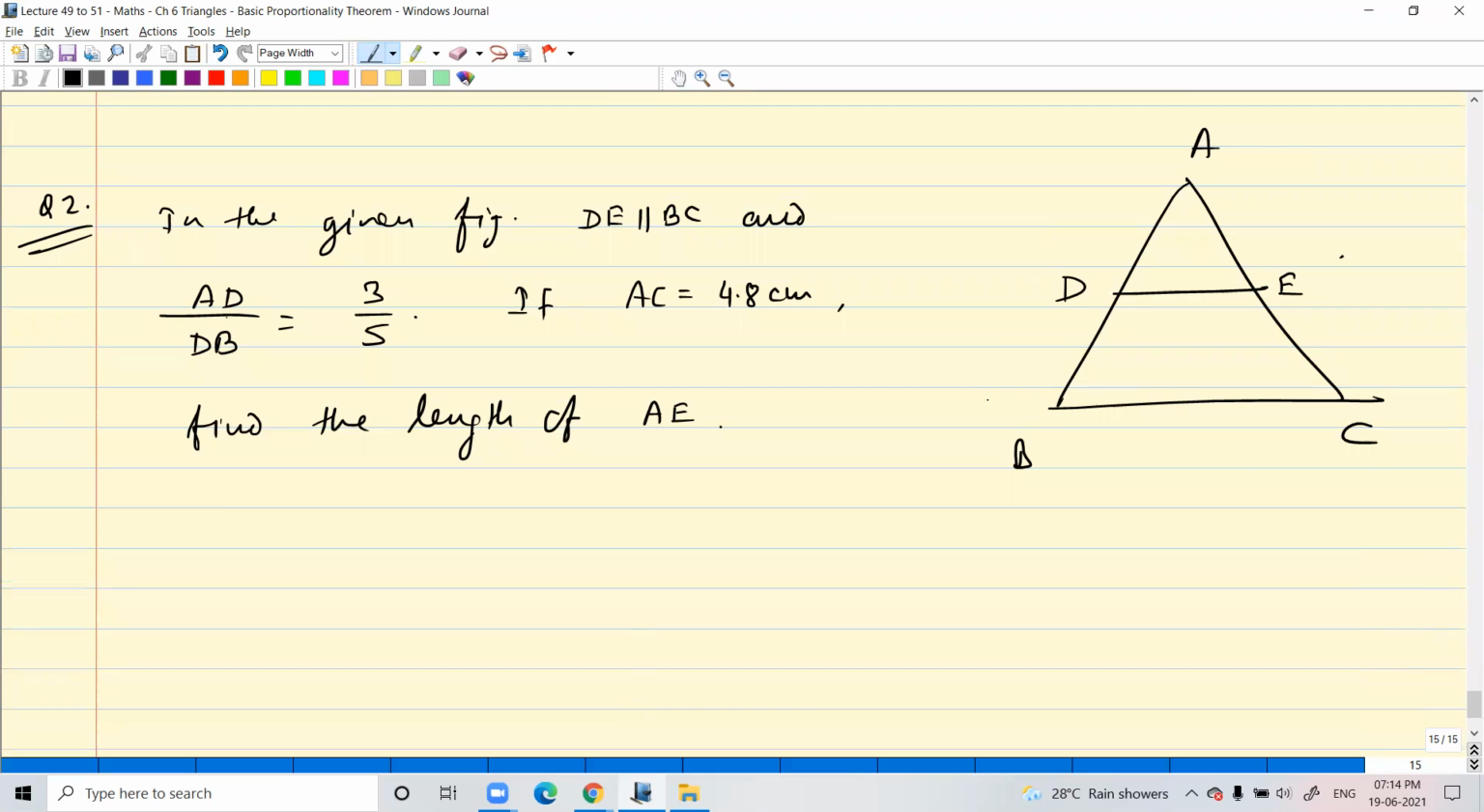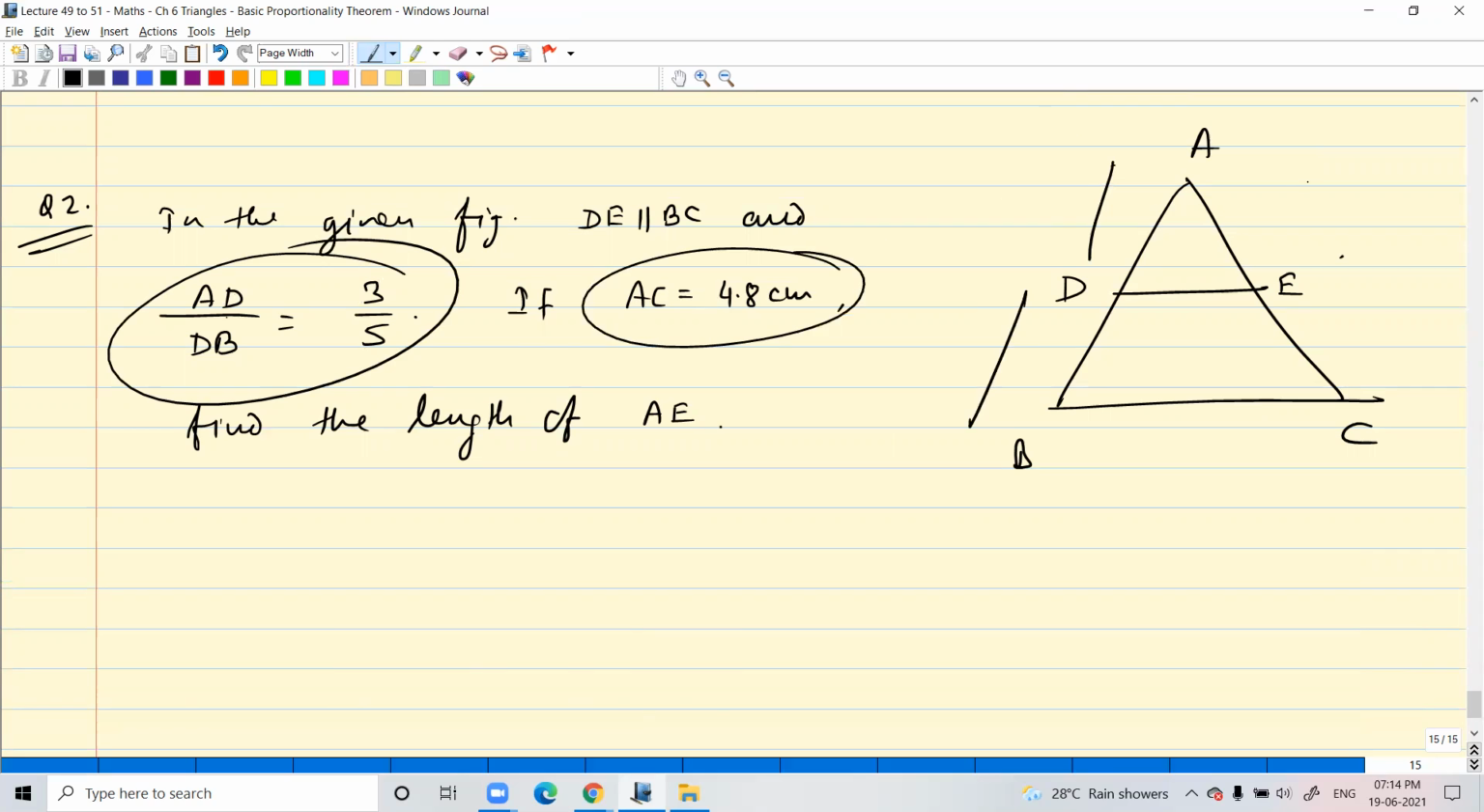So what I can do is, if I want to find the AE value, you know that the ratio is given as AD by DB. But on the other side, they have given the full length 4.8, but they have not given the smaller ones. So what I can do is I can call this AE as X. Okay, let this AE be X. So what will EC be then? You know the full length, it is 4.8, right? So can I not write EC as 4.8 minus X?